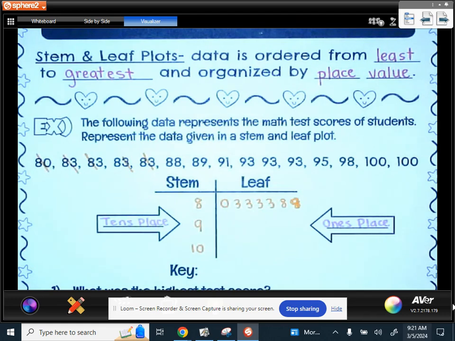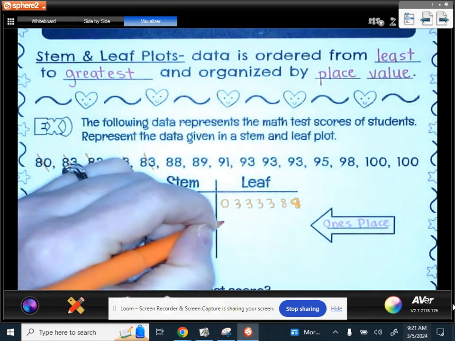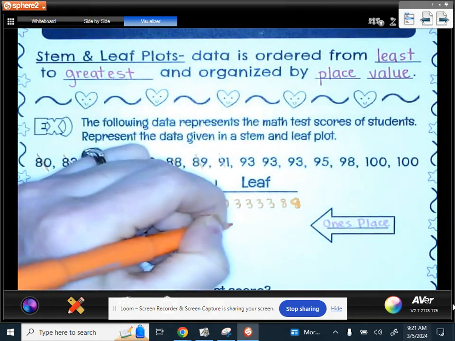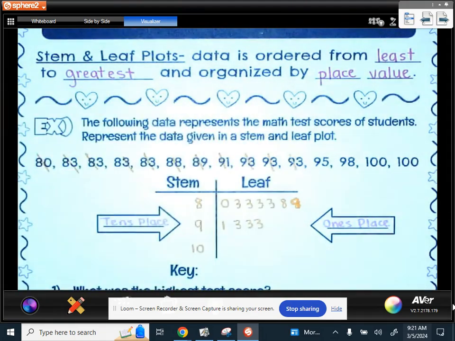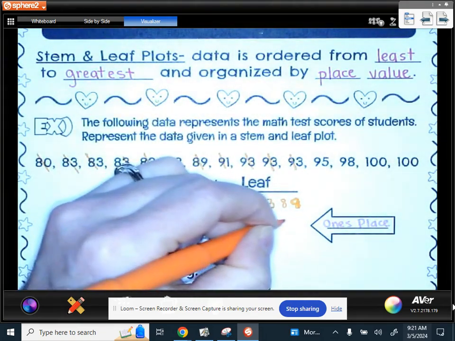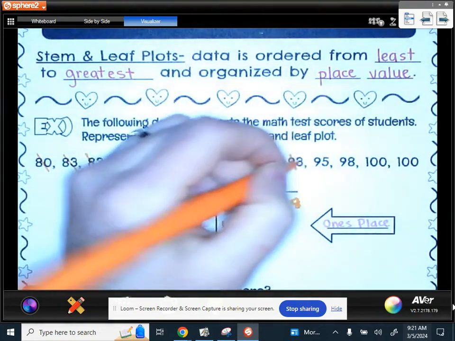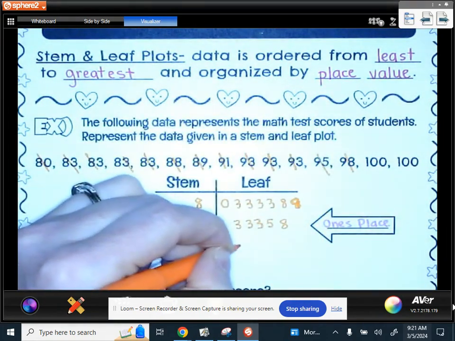Okay, so then we move on to the 90s. We have a 91, 3 93s. We have a 95 and a 98. And then we have the 2 100s.